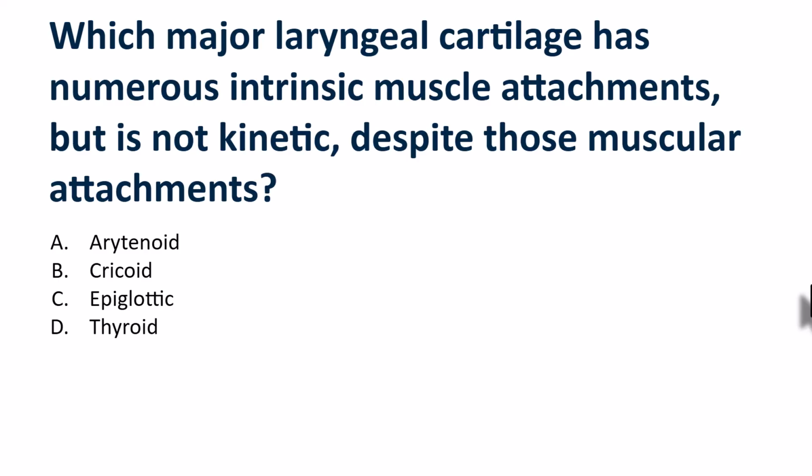So let's assess the knowledge. Which major laryngeal cartilage has numerous intrinsic muscle attachments but is not kinetic despite those muscular attachments? Is it the arytenoid cartilages? No, those are the most kinetic. Is it the cricoid cartilage? Actually, yes, and we'll see why when we get into the details of the attachments to the cricoid cartilage. It has things like the posterior cricoarytenoid, the lateral cricoarytenoid, all of those.